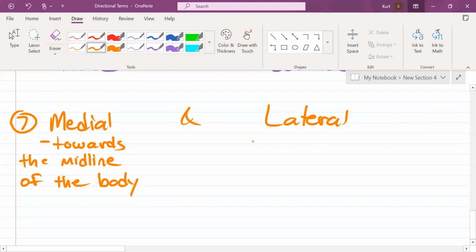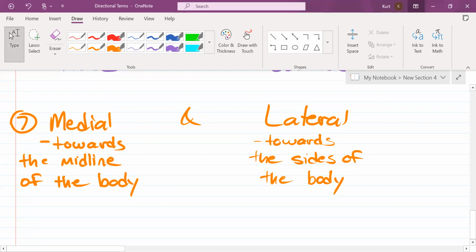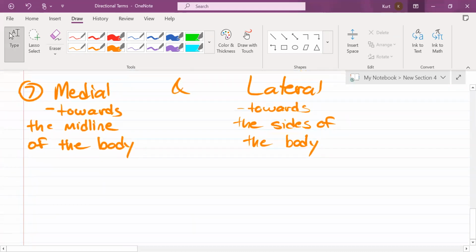And then lateral is going to be towards the sides of the body. Lateral means sides. You all know that big muscle that's on the sides, but it's also on your back. You know what that muscle is called, like right here? It's called your latissimus dorsi. When people do pull downs like this in the gym, they're working out their lats. Lats mean sides.